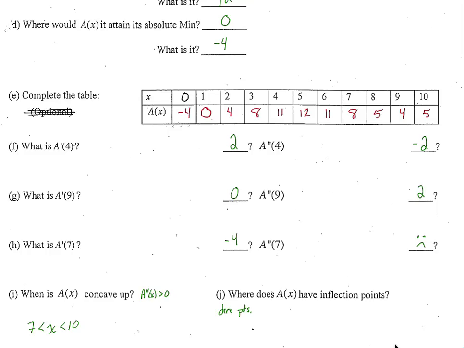Alright, hold on. Let's make this clear. I got myself confused here, so I'm going to go back and do this a little slower. So we're looking for when a of x has inflection points. So we're looking for when the concavity changes from concave up to concave down, or when the concavity switches. We're looking at possible inflection points. So the possible inflection points are when the second derivative is either 0 or undefined.